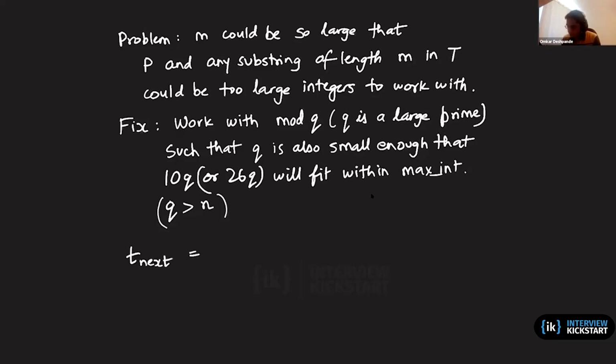the numerical value of the next substring is going to be obtained from the numerical value of the previous substring by subtracting from it the leftmost digit in the old window times d to the power m minus 1. So d could be 10, it could be 26, it doesn't matter. In general, we'll be working with some general radix, some general base.